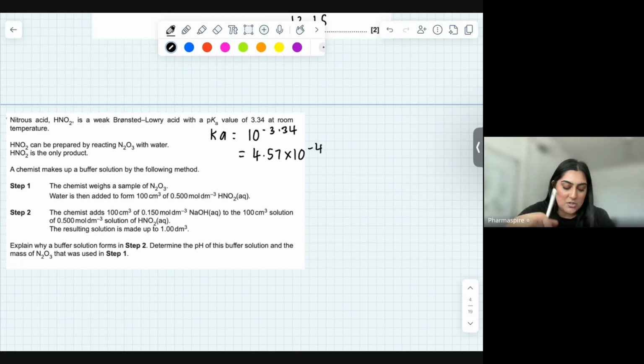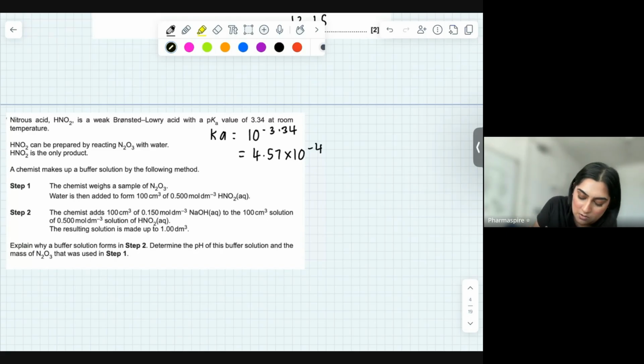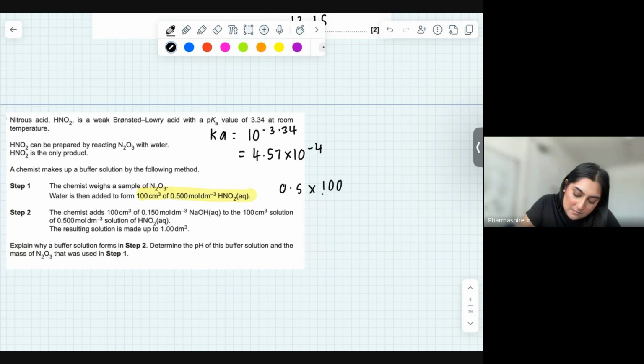Right, then I've got HNO2 can be prepared by reacting N2O3 with water, and HNO2 is the only product. We've got step 1 and 2. They've weighed a sample of N2O3. The water is added to form 100 centimeters cubed of 0.5 molar HNO2. Again, I like to tackle it head-on. So I'm going to just get my moles of HNO2. So I'm going to do 0.5 times 100 over 1,000, so getting 0.05, which is my moles for HNO2.